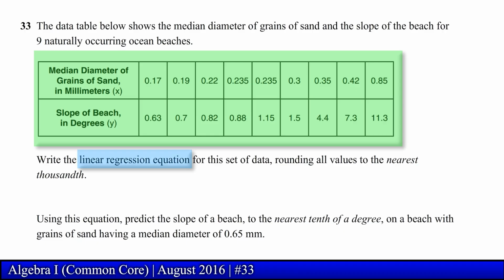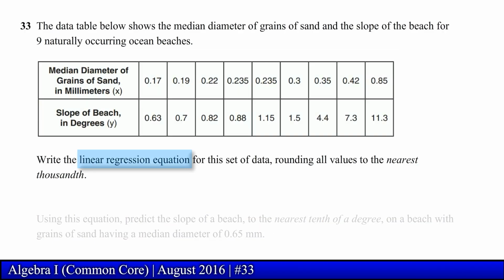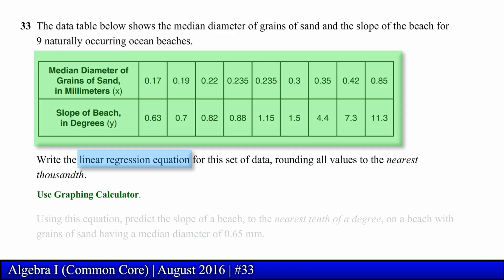We are also asked to use the linear regression equation to predict the slope of the beach when the median diameter is 0.65 millimeters. In order to generate a linear regression equation, we need to use a graphing calculator and use the embedded statistics programs along with the data provided.